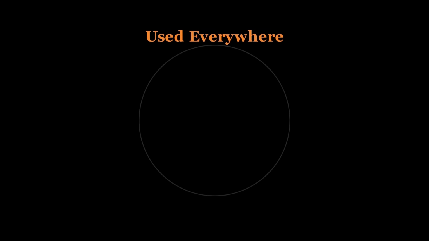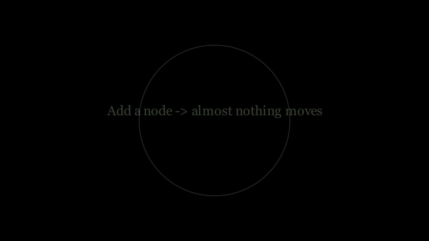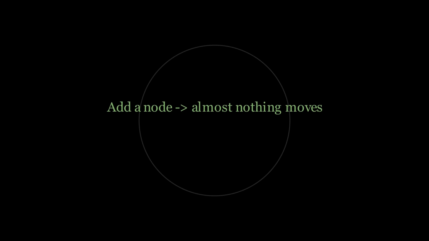This is what Amazon DynamoDB runs on, Cassandra too, CDNs, load balancers, all of it. Thousands of real nodes, millions of virtual positions, billions of keys all finding their home. You add a server, and almost nothing moves. You lose a server, and almost nothing moves. The ring just absorbs it and keeps going.